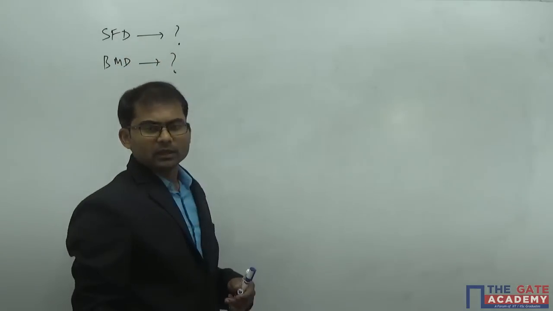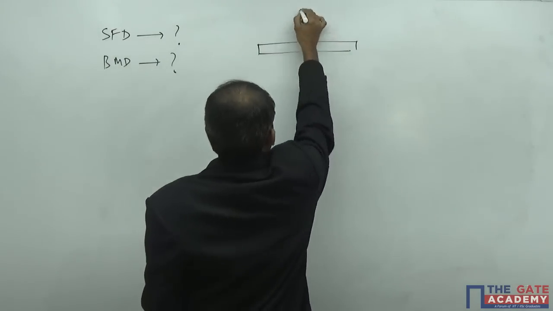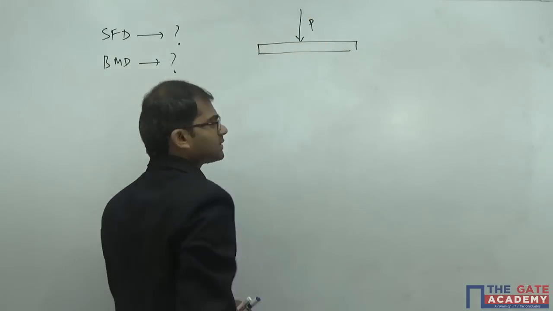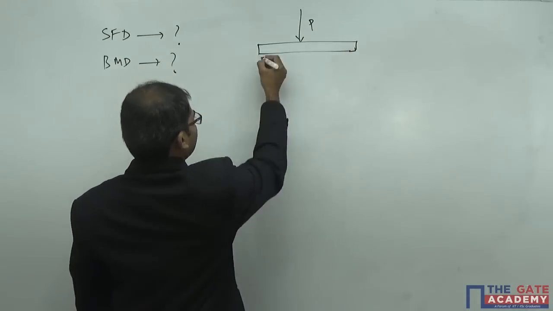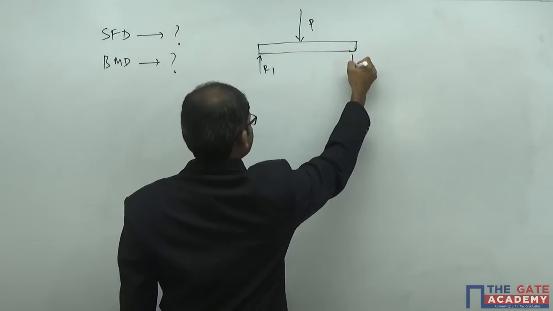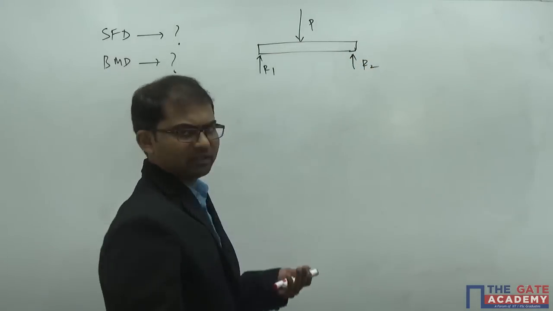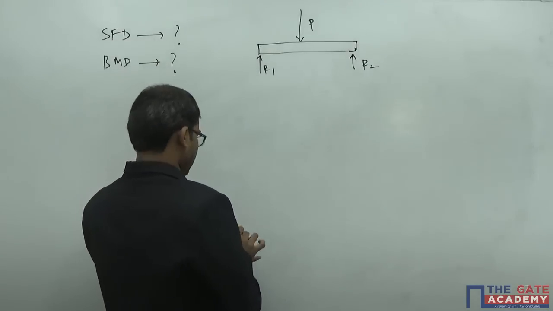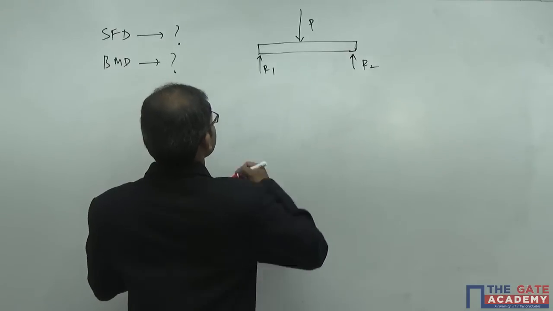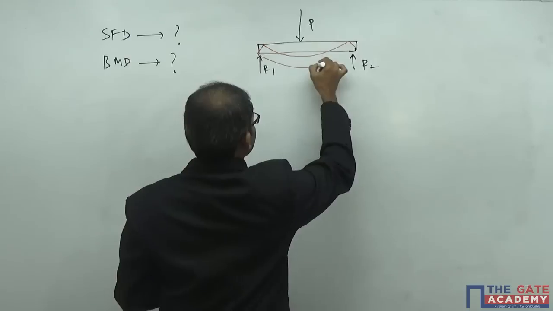Understand carefully. Let's take a beam. This transverse load P is acting here. It is supported by some reaction forces. Let's take this one as R1, this one as R2. Because of the load P, it will experience bending. Now you see that because of the load P, it is going to experience bending, giving rise to some deflection at every point here.